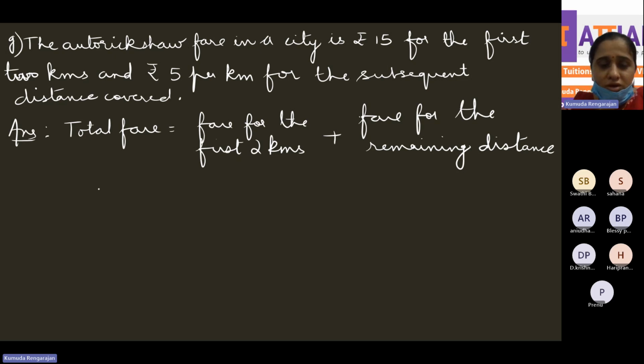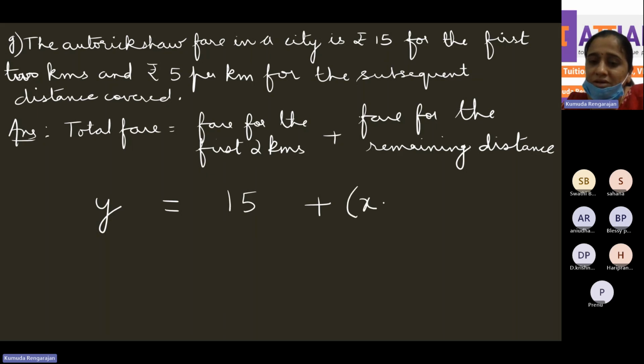All right. So let the total fare be Y. Or you can say X also. Anything is equal to, what is the fare for the first 2 kilometers? 15. Plus, what will be the remaining distance? Let's say the total distance is X. So the remaining distance will be X minus 2. And what will be the fare? Into 5.